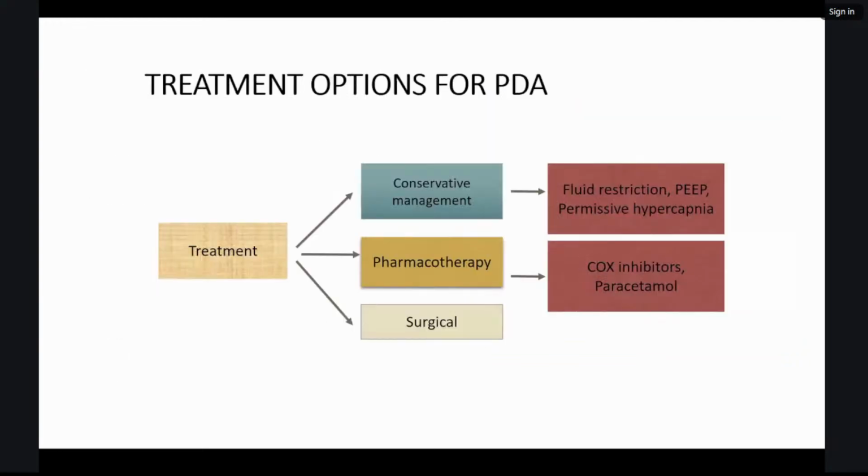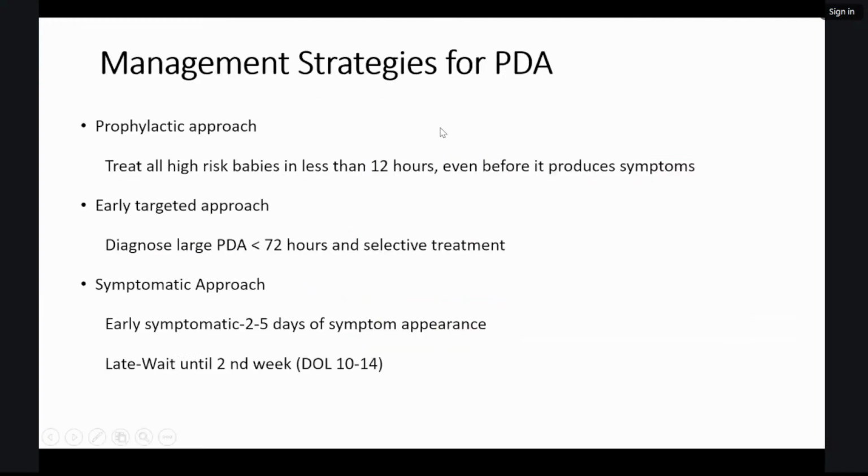So what are all the treatment options available for PDA? They are mainly classified as conservative management, pharmacological treatment, and surgical therapy. In conservative management, we mainly go for fluid restriction or optimizing ventilation, including permissive hypercapnia and diuretics. In pharmacological therapy, we use cyclooxygenase inhibitors, indomethacin and ibuprofen, and paracetamol. Next comes non-pharmacological management, that is surgical and transcatheter device closure, which is gaining success in recent days.